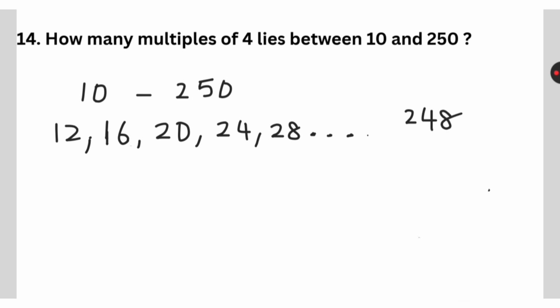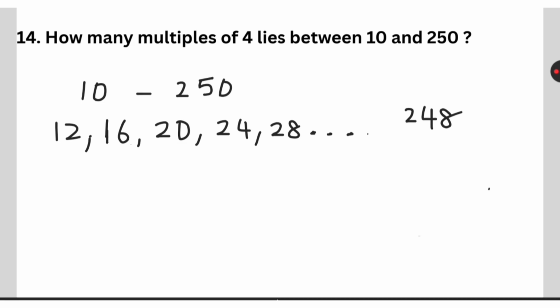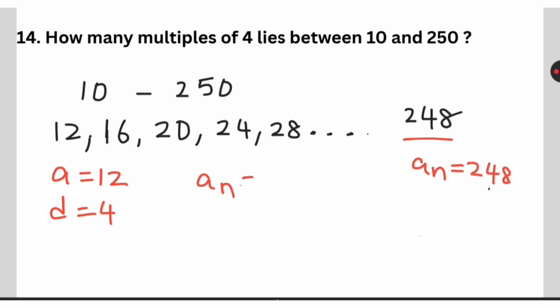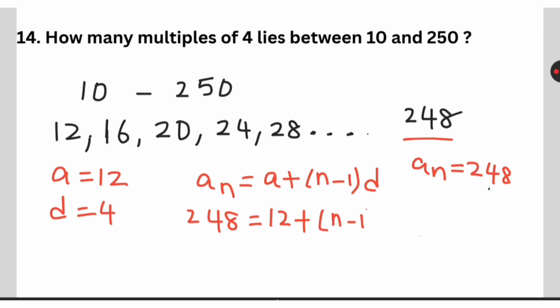So whatever the given statement is, we convert it into an arithmetic progression. Here the first term is 12. The common difference is 4. Then an is 248, isn't it? So using the an formula, we can find the multiples of 4 that lie between 10 and 250. So 248 is equal to 12 plus n minus 1 into d, which is 4. This 12 sent to left hand side turns into minus 12. 248 minus 12, which gives 8 minus 2, that is 6, 4 minus 1 is 3, so 236.